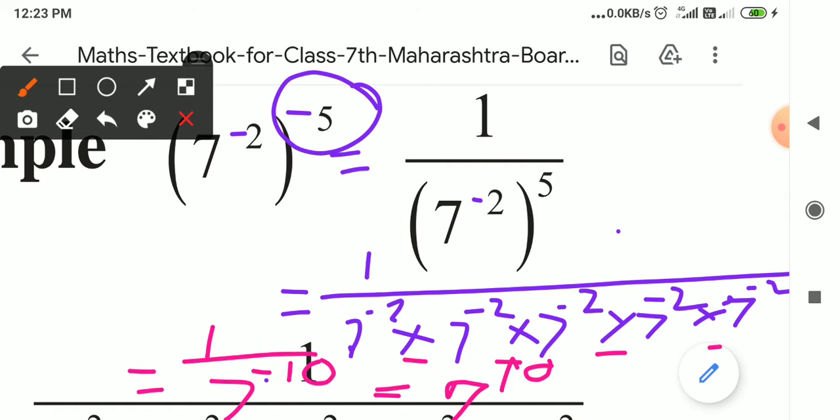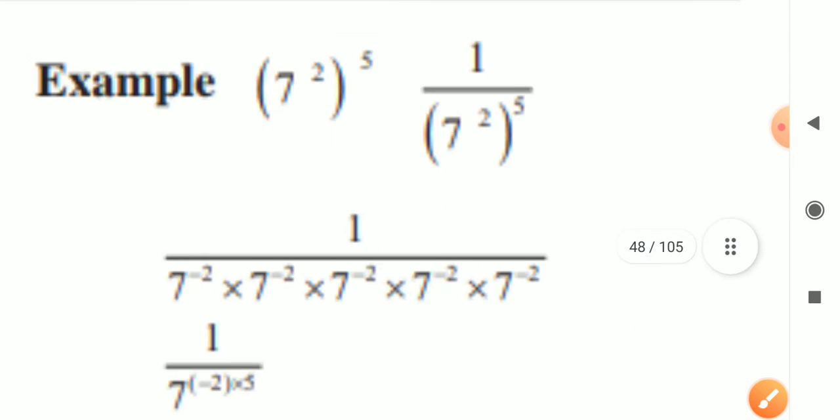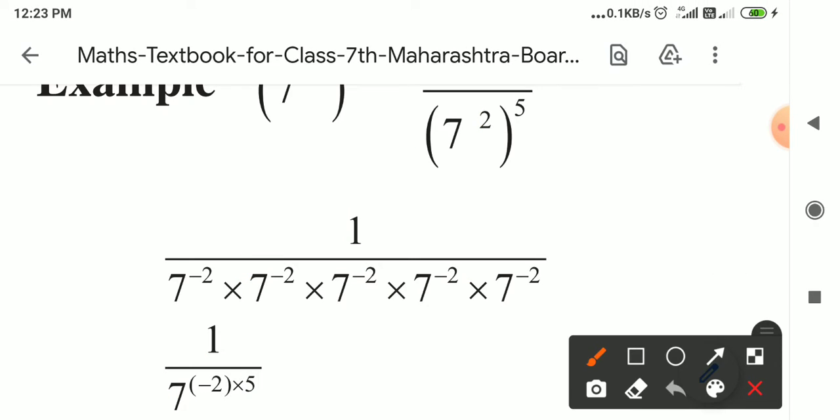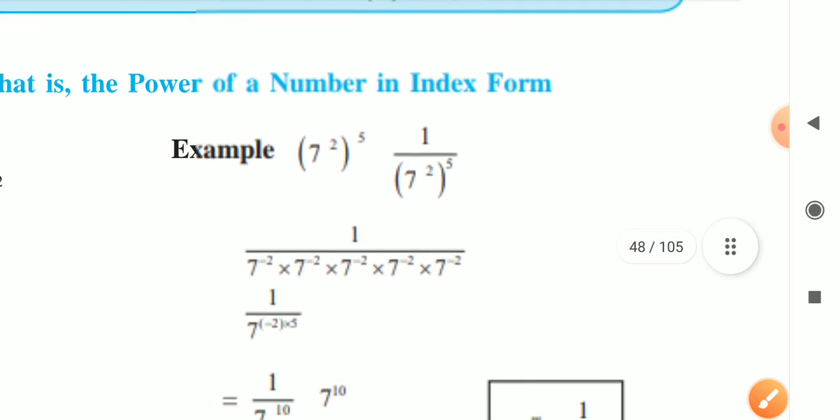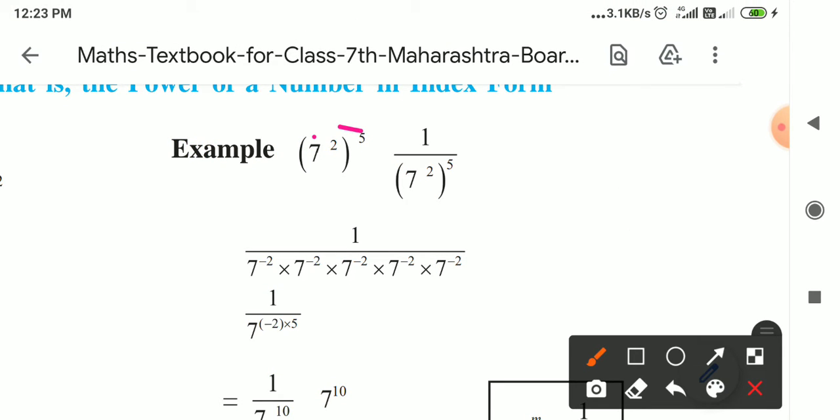Now this is a lengthy method. I will teach you the short method. All the steps are given here. Just now I taught you that. Here the negative sign is there: negative 2, negative 5. So this is the solving. 1 upon 7 raised to minus 2, into 7 raised to minus 2, into 7 raised to minus 2. 5 times multiplication means only 7 raised to minus 2 into 5, which is minus 10. So the answer is 1 upon 7 raised to minus 10. And if you want to make it positive, we have to take it to the numerator's position.